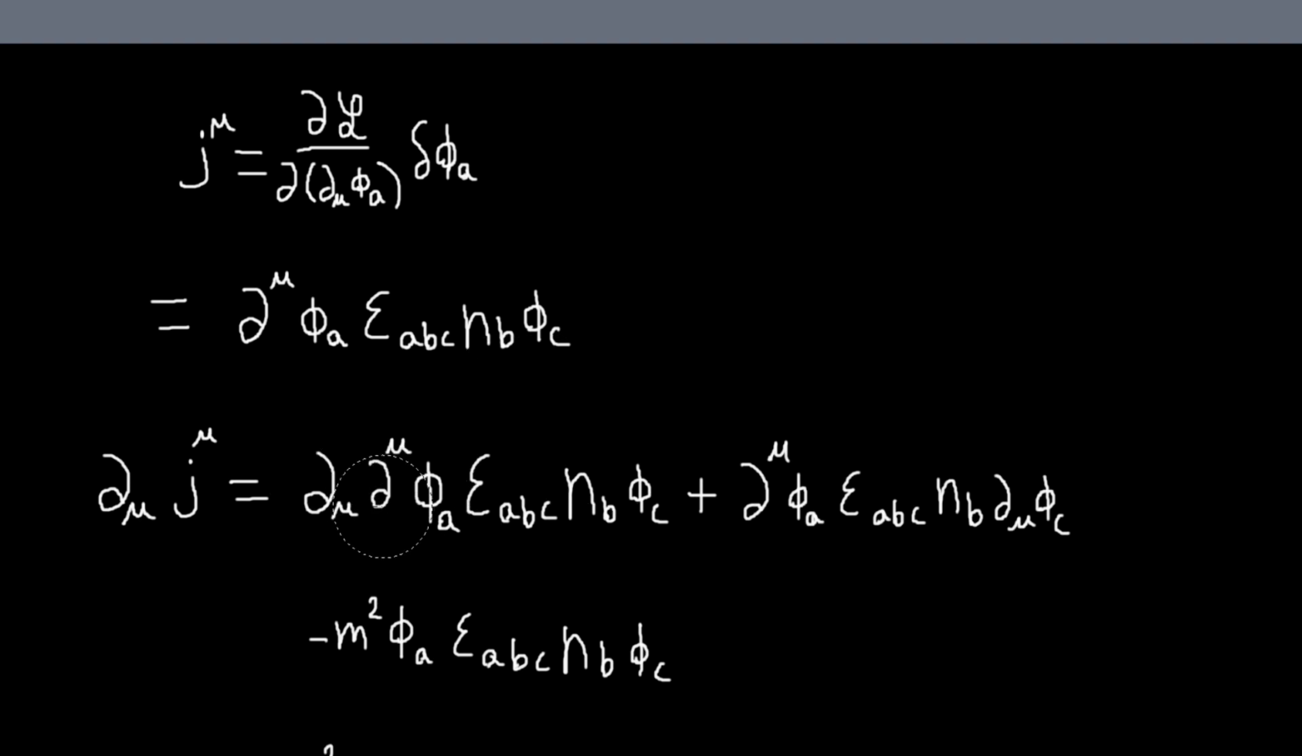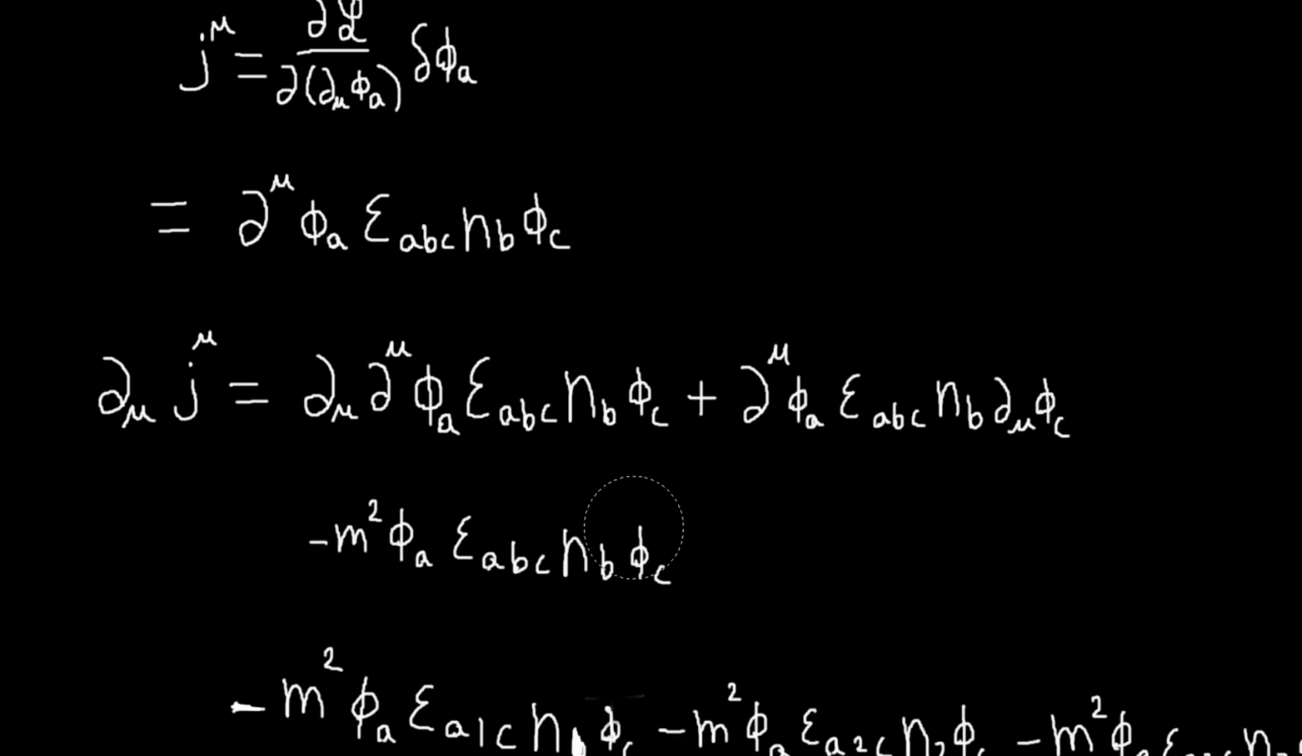But then I can use the equations of motion. I know that phi satisfies the Klein Gordon equation. So I can replace this d mu d mu phi a with negative m squared phi a. And then once again, I have phi a and phi c, so I can show that this is 0.